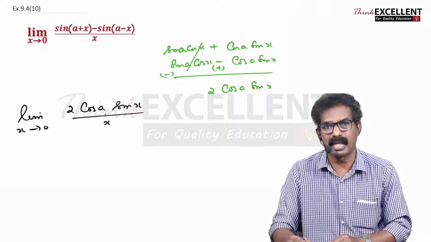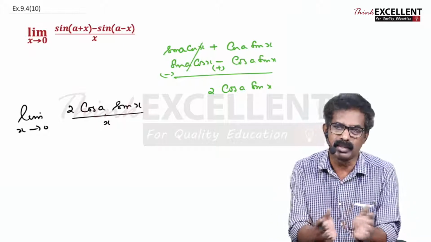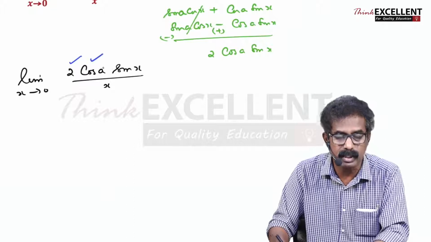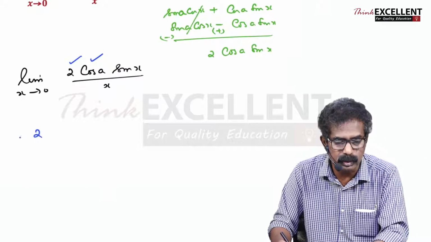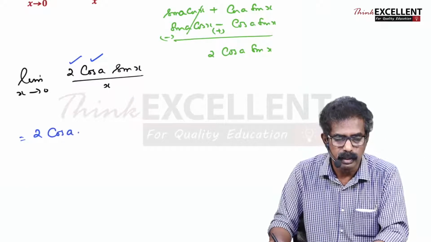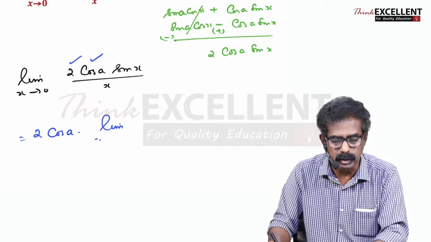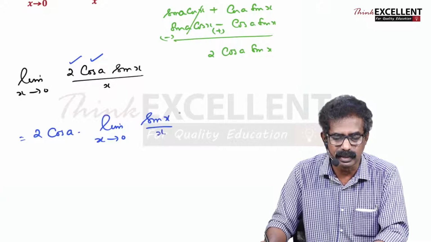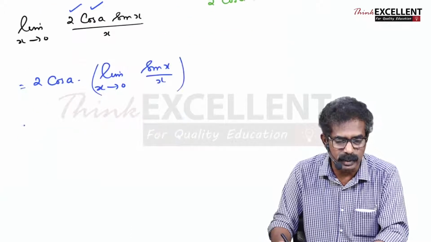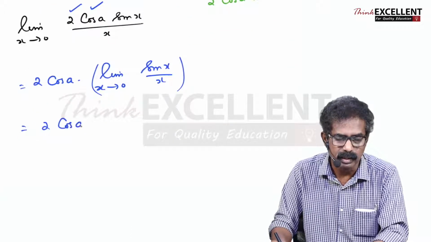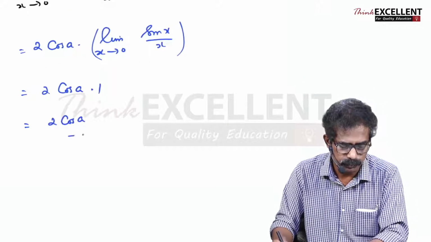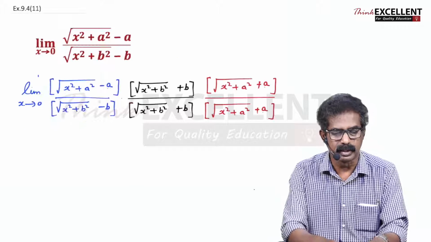Limit is only for x. Other than x, everything you can take it out. So which one can be taken out? 2 and cos A you can take it out. So 2 cos A into limit x tends to 0, sin x by x. That's all right. This part is what? 1. So your answer is 2 cos A into 1. So the answer is 2 cos A. Only thing, that trigonometric result you need.